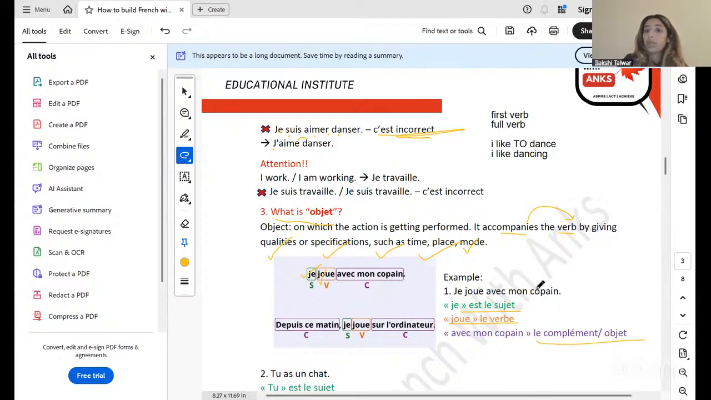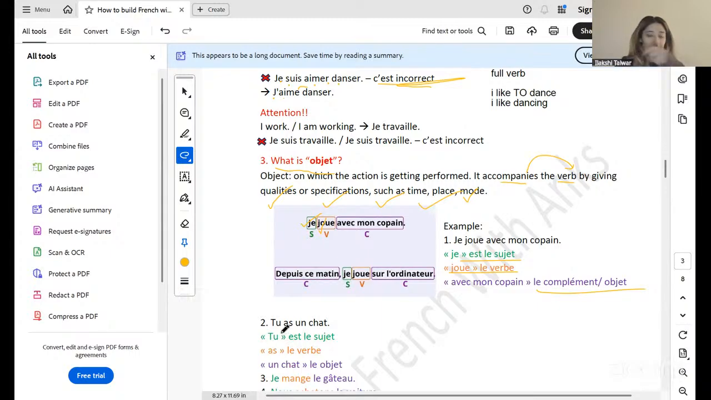It has multiple elements in it, but the whole thing is my complement. If I look at the next sentence, I have my subject, which is je. I have my verb joue. Sur l'ordinateur is my complement or my complément d'objet. Depuis ce matin, which is also giving me more description or more specification about, let's say, time, is also my object.